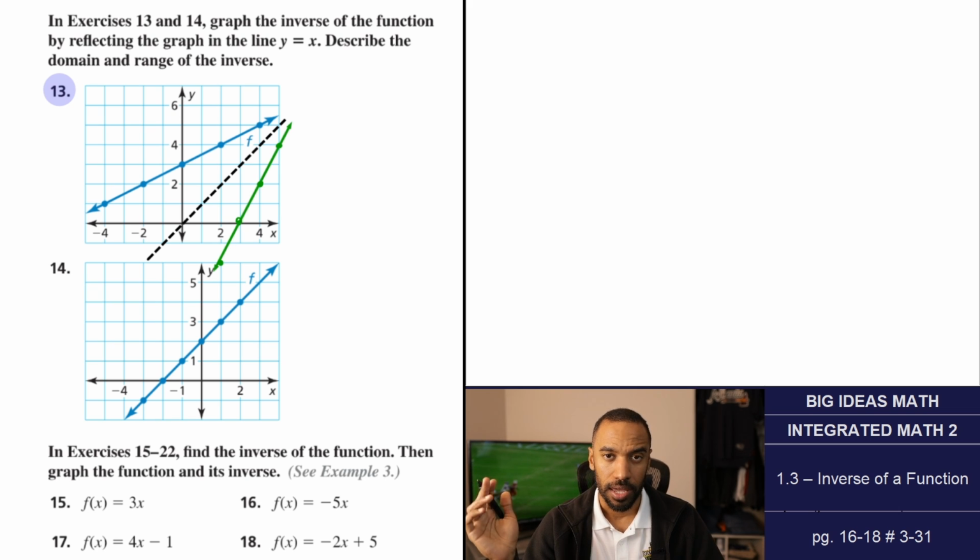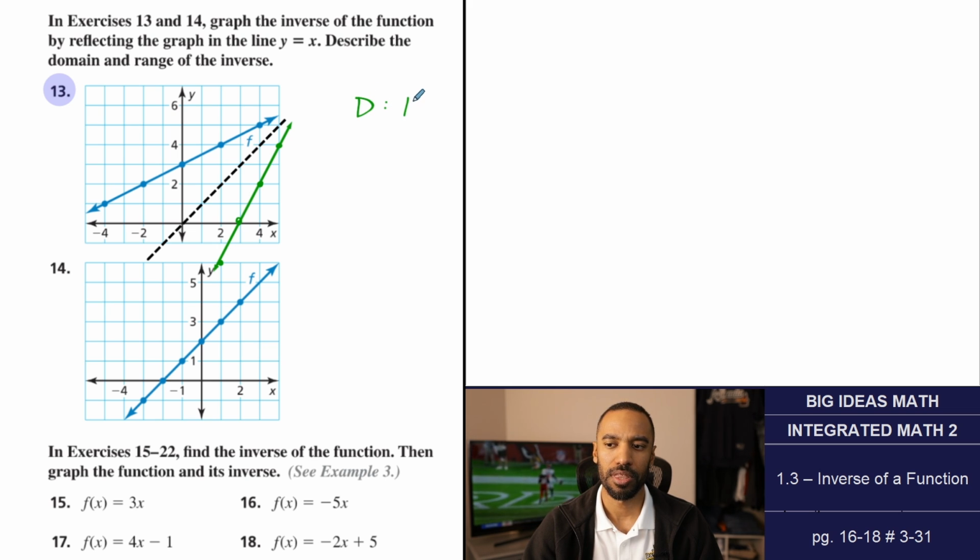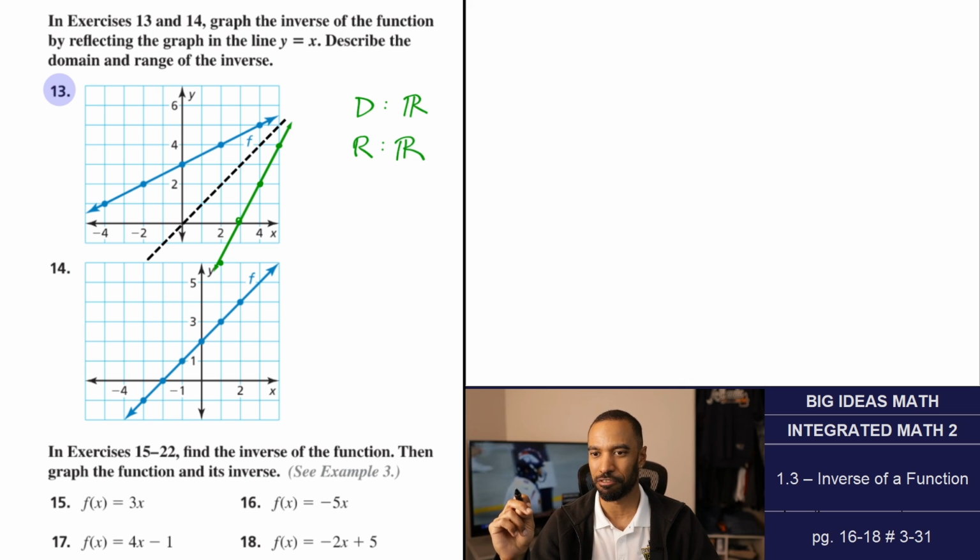This goes forever left and right, and it goes forever up and down. The domain and range are both all real numbers. There's more that I want to say about it, but it doesn't apply for this specific problem uniquely in a way that we can see it for sure. But I'll go ahead and say it.